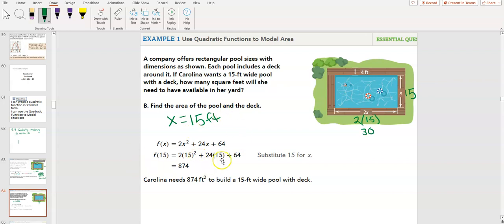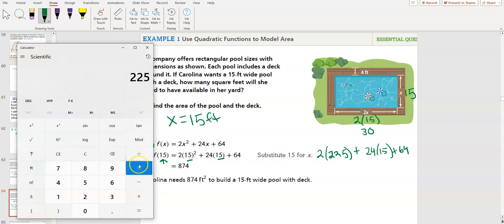And we're going to use our formula here to find the total area of the pool and the deck around it. So what they did was they took their function and replaced x with 15, everywhere. And then they solved. 15 times 15 is where they're getting that number there, which is 225. And then 24 times 15 plus 64. So if I just use my calculator, the first one's 450.